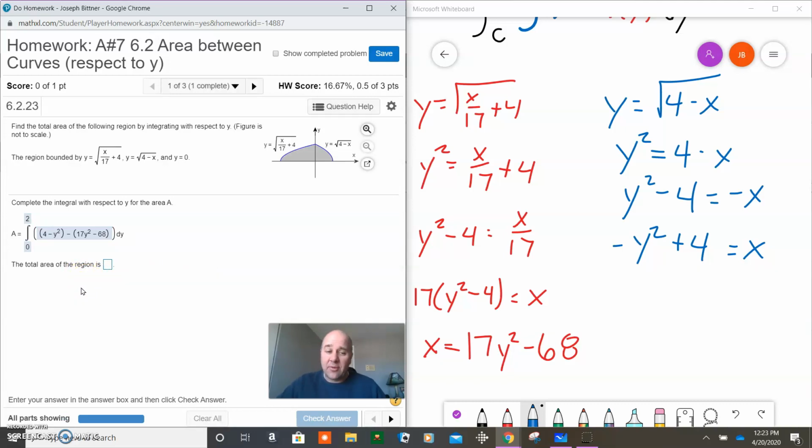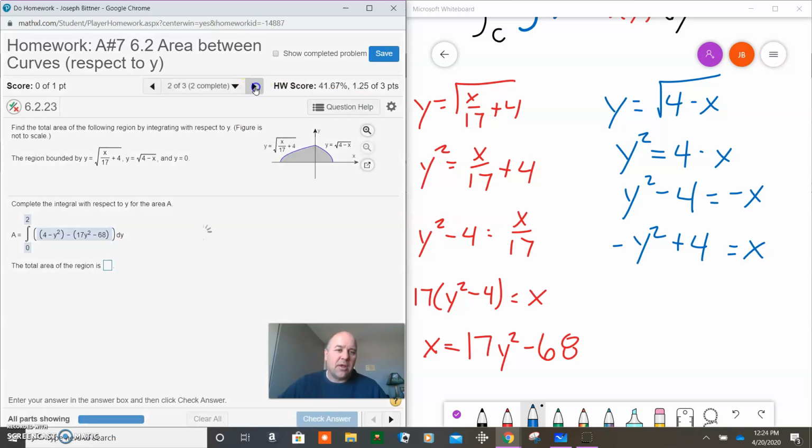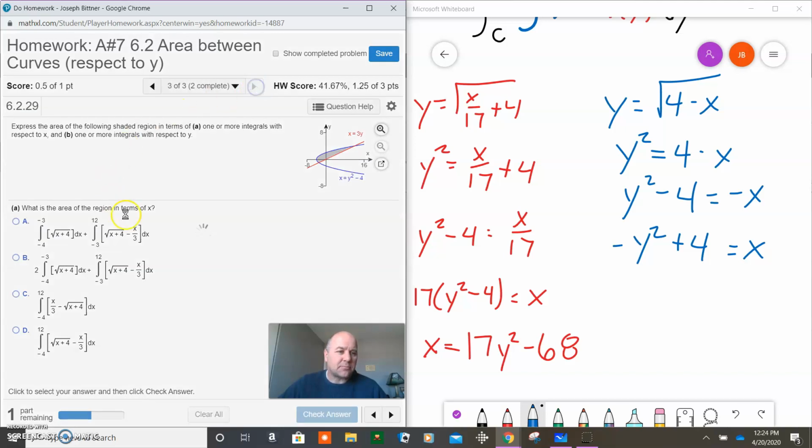Type it in your calculator. Obviously, it probably doesn't want decimal answers. It doesn't say anything about the solution. Check with the question help. I don't believe it wants a decimal answer. All right, I am going to leave this part. I'm going to go to question 3 now.